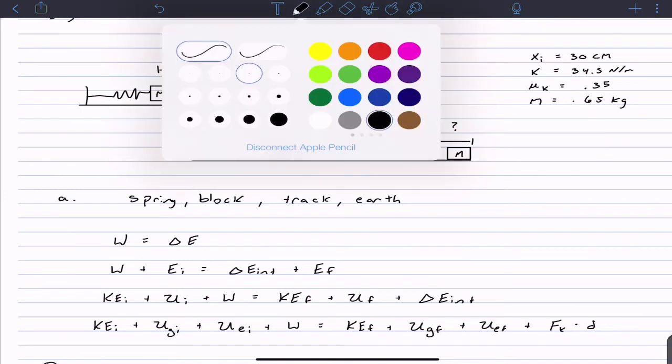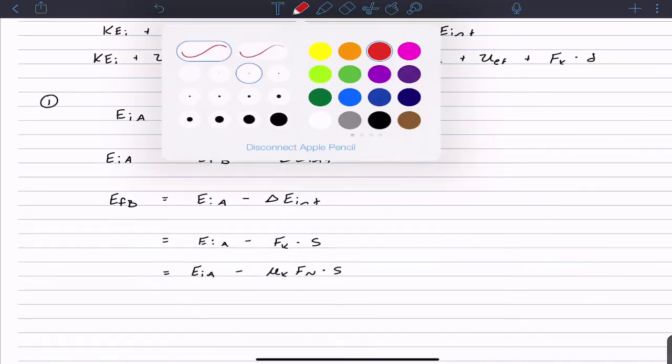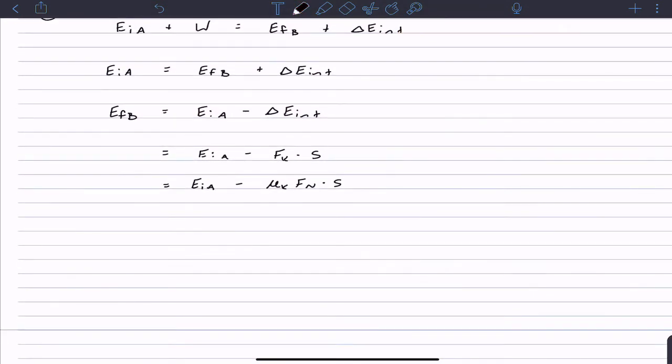Also, if we note here that the normal force is just going to be equal to mg, right? There's no angle here. This is just a horizontal platform. So this is mg. This is your negative weight force, and this is your positive normal force, so that's just going to equal mg in this situation. Okay, so now we've got EIA minus mu k mg times 30 centimeters, so this is times 0.3, right?